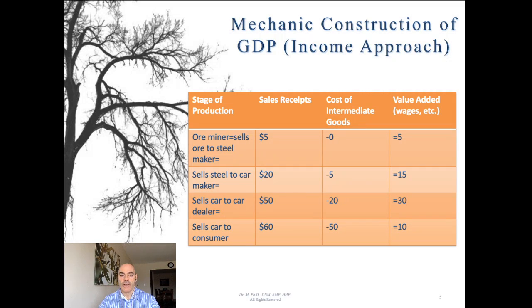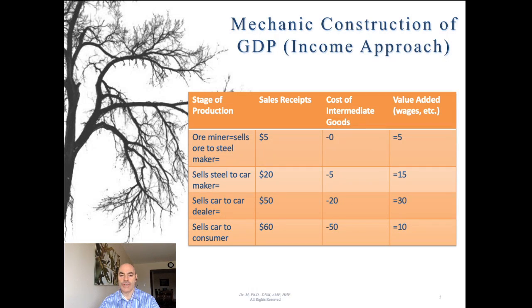Then the steel maker takes the steel and sells the steel to the car maker for $20. The cost of the intermediate goods is 5. That was the amount that was paid originally to the ore miner. And then value added is 15. Then the car maker takes the car and sells that to the car dealership for $50. The cost of intermediate goods is 20, and value added is 30.